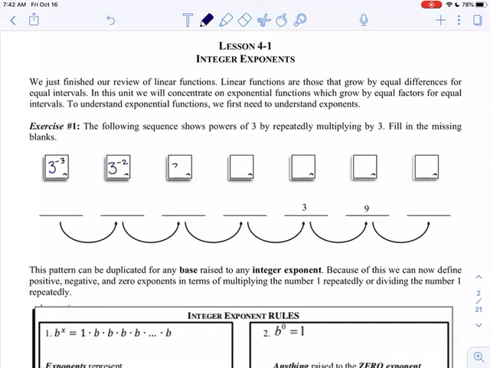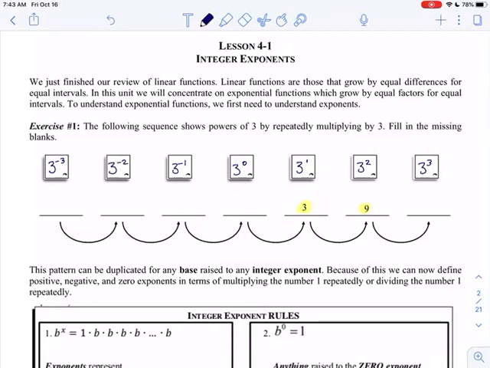So we need to fill in this top here. For some reason it didn't get printed, but I have 3 to the negative third power, 3 to the negative 2, 3 to the negative 1, 3 to the 0 in the middle, 3 to the first, 3 to the second, and 3 to the third. Okay, so you can see that 3 to the first is already done for us. 3 to the first equals 3. We have that right down here.